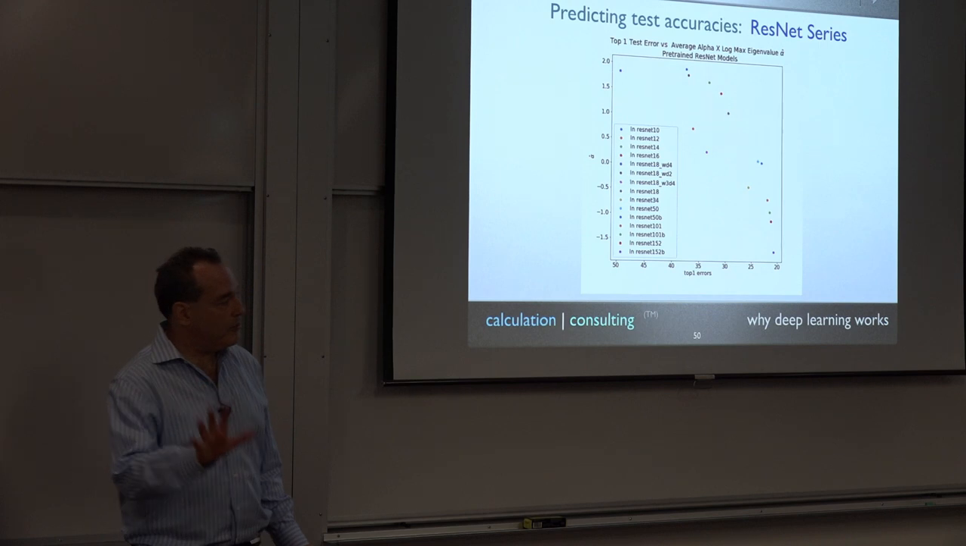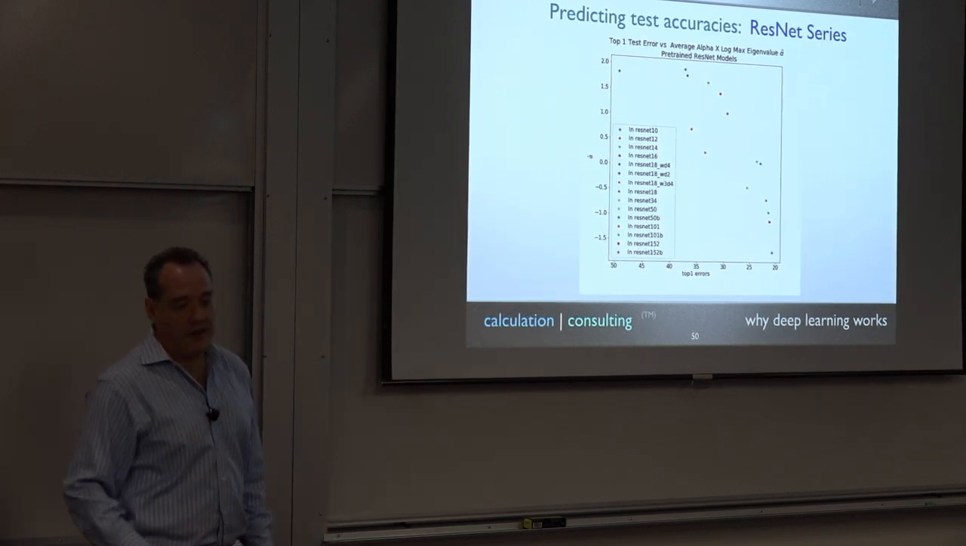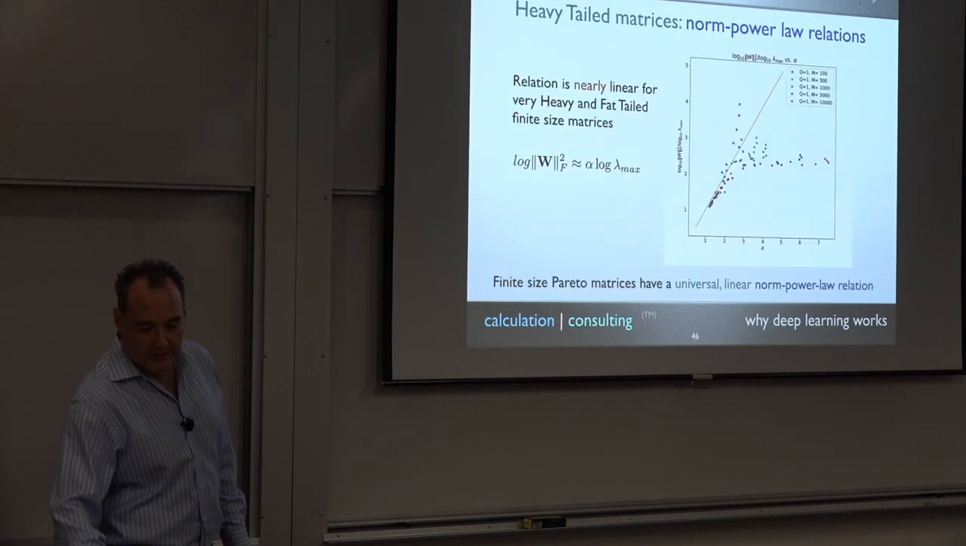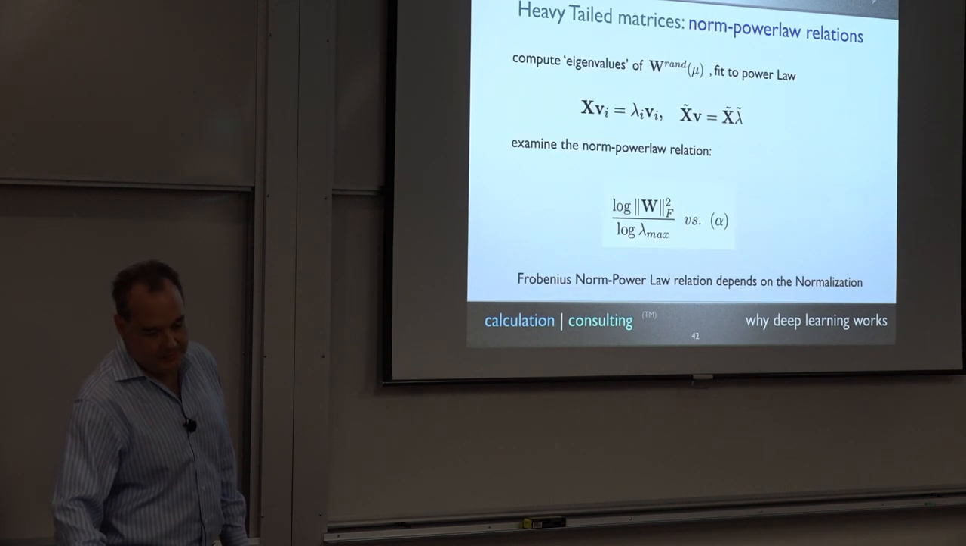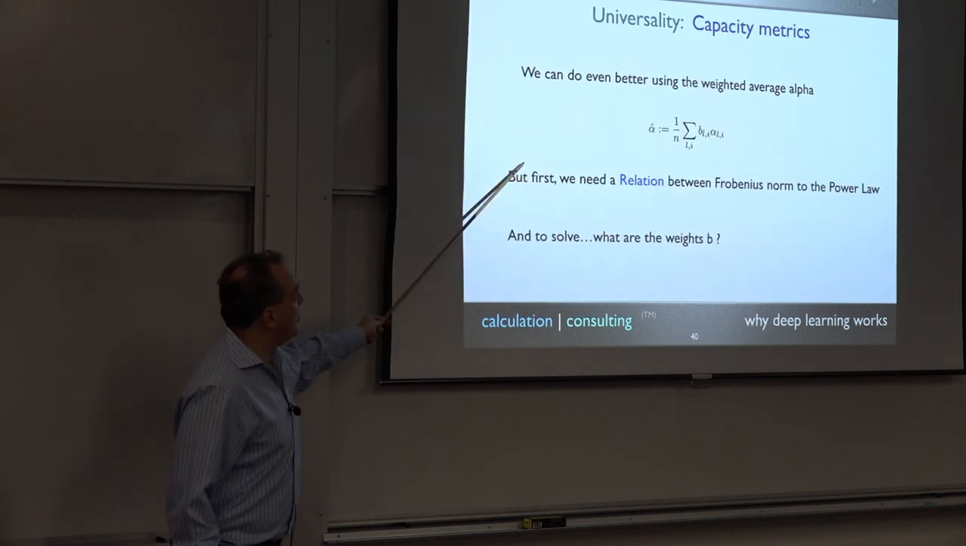We have a paper I'm trying to write. We've done this now with every architecture we could find, and it works consistently well. There are a few outliers, but you know, every theory has some exceptions. So I'm going to talk about why this works.